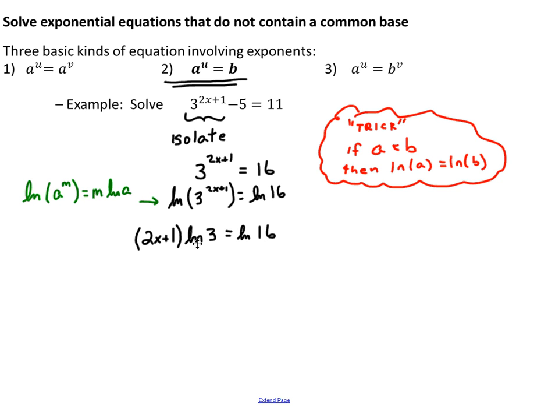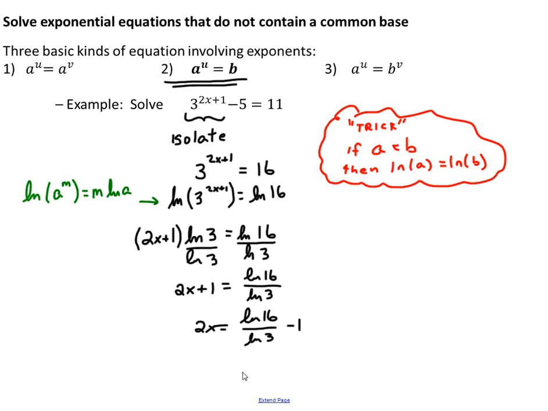So now solving is actually very direct. We can divide both sides by the natural logarithm of 3, on the left and on the right, so I get the quantity 2x plus 1 is equal to the natural log of 16 over the natural log of 3. And now we can just algebraically isolate x. So let's subtract 1 from both sides, so that 2x is equal to the natural logarithm of 16 over the natural logarithm of 3, all minus 1.